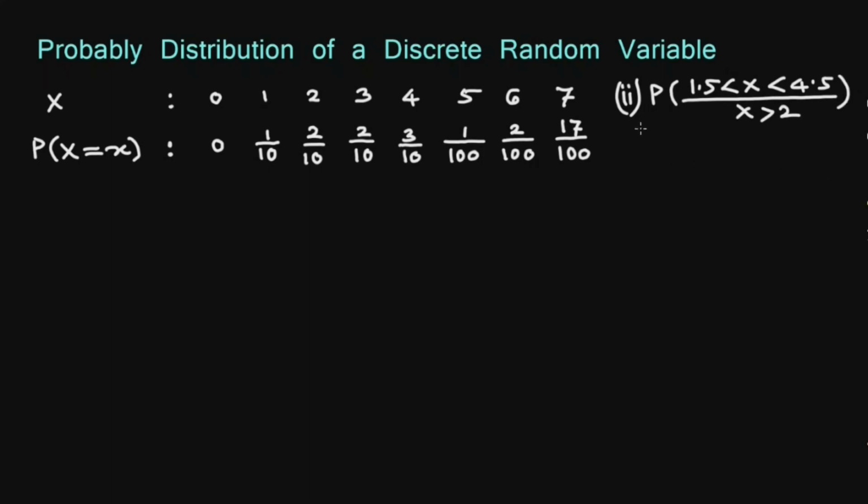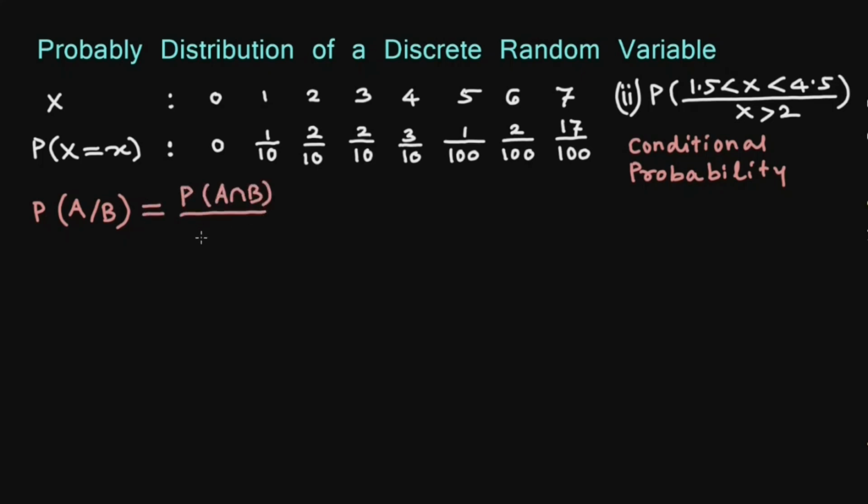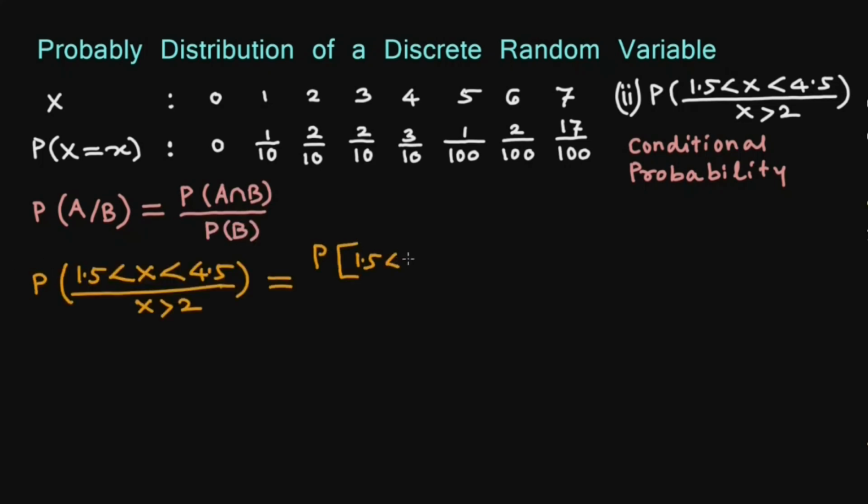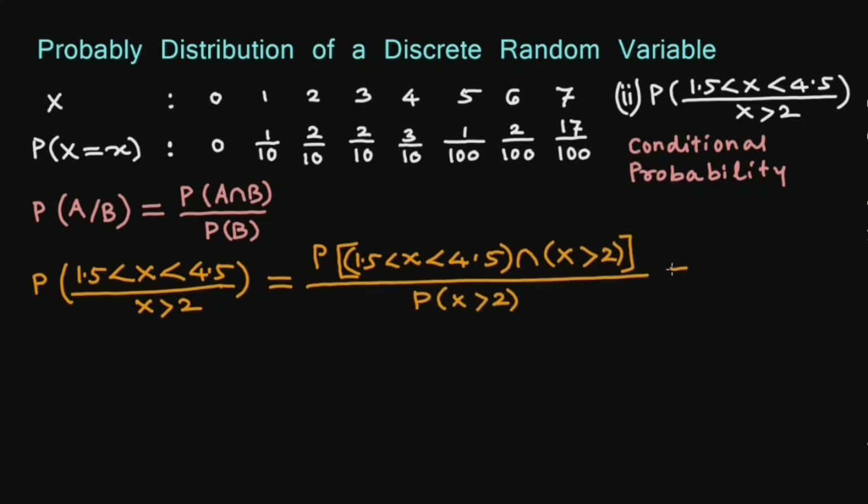Now this is a case of conditional probability. P of A upon B means probability of A when B has already occurred, which equals probability of A intersection B upon probability of B. Accordingly, it will become probability of 1.5 less than x less than 4.5 intersection x greater than 2 upon p of x greater than 2. This will be probability of 2 less than x less than 4.5 upon probability of x greater than 2.